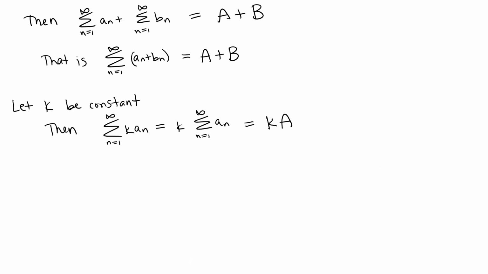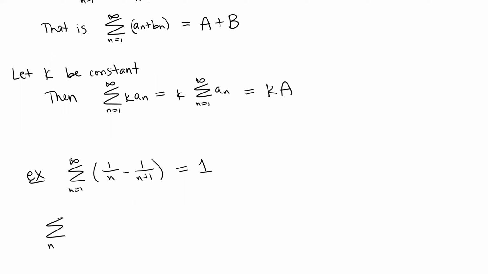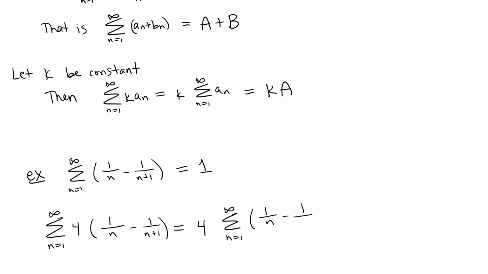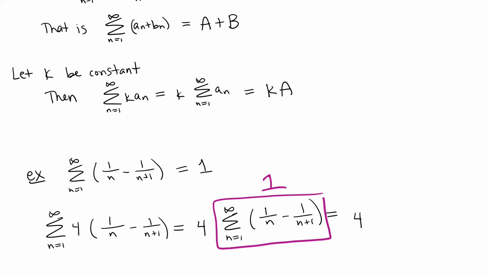Okay, so for example, we figured out that the series sum from n equals 1 to infinity of 1 over n minus 1 over n plus 1 is equal to 1. Now, if I look at the sum from n equals 1 to infinity of 4 times (1 over n minus 1 over n plus 1), we know that this is equal to 4 times the sum from n equals 1 to infinity of 1 over n minus 1 over n plus 1. And since all of this is equal to 1, then I know this is equal to 4 times 1, or 4.